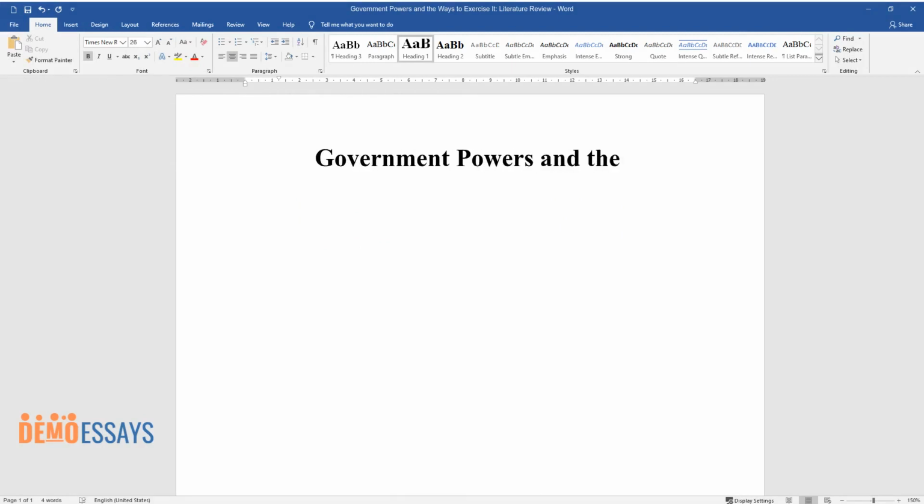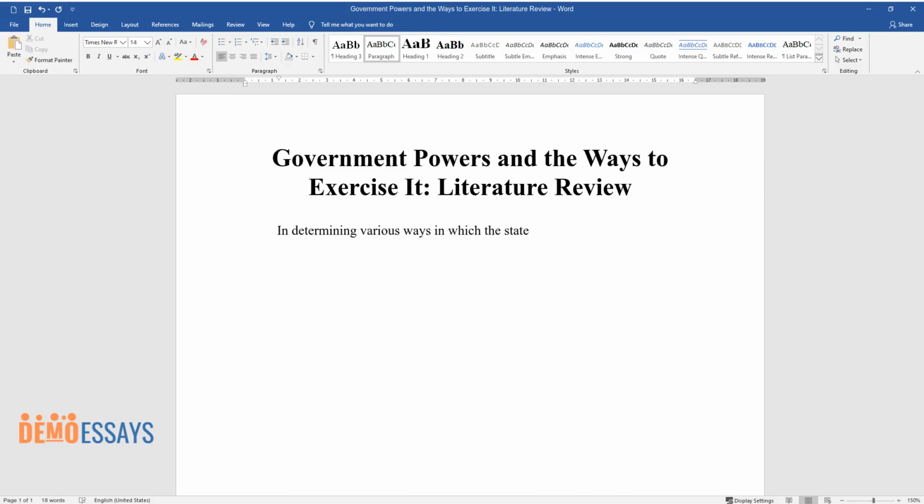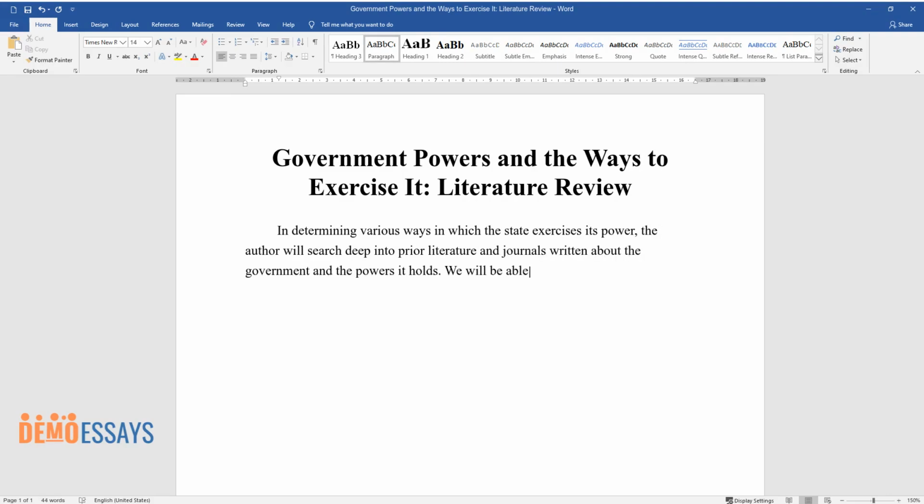Government powers and the ways to exercise it, literature review. In determining various ways in which the state exercises its power, the author will search deep into prior literature and journals written about the government and the powers it holds. We will be able to articulate and formulate research questions that will help us analyze this topic critically.